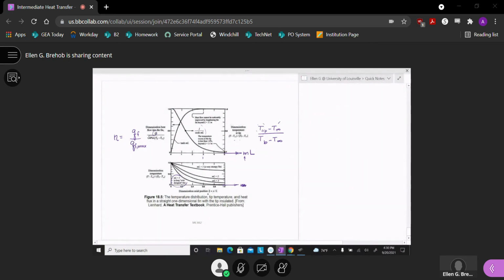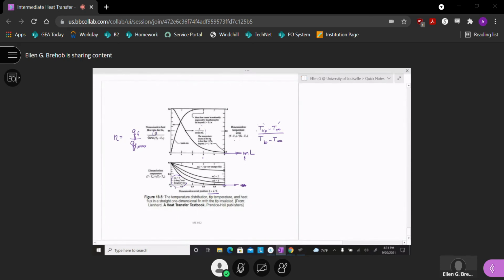Nope. Sorry, this is zeta, X over L. I reach the free stream temperature at the tip. In this case, I've gotten to free stream temperature. My non-dimensional temperature is 0. I have no driving temperature difference. The end of that fin is doing me no good.